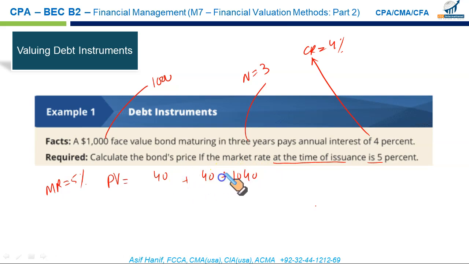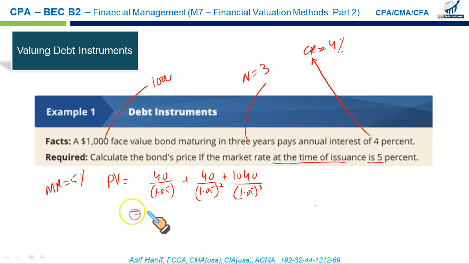So what you're going to do, if you want to calculate the present value, divide it with the discount rate 5%, 1.05. This will calculate the present value of 40. 1.05 squared. This will calculate the present value of 40. That's the second year cash flow. And this one, 1040 with 1.05 cube. This will give you the present value of 1040.